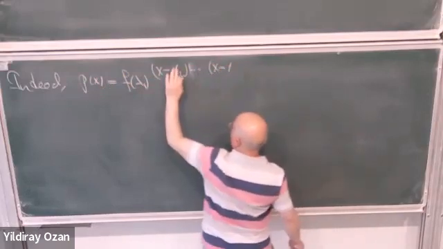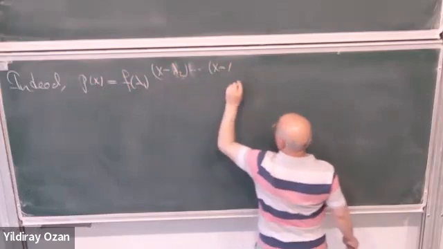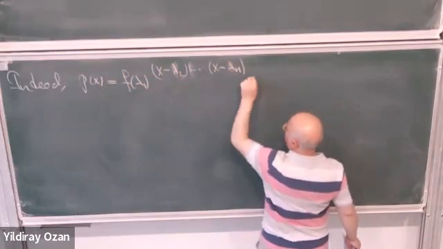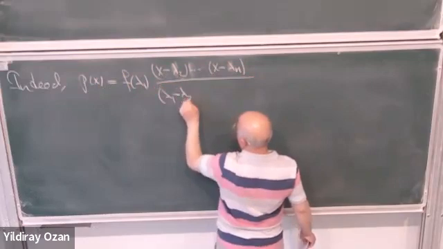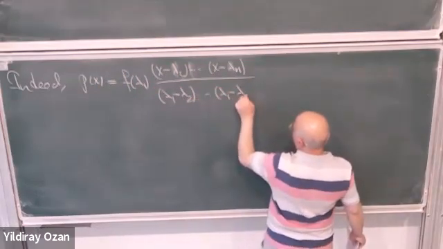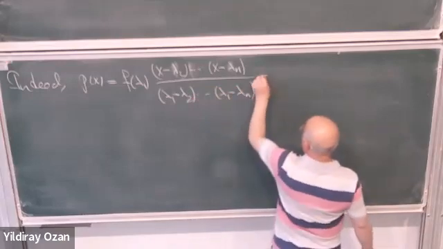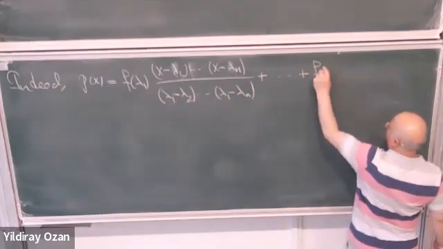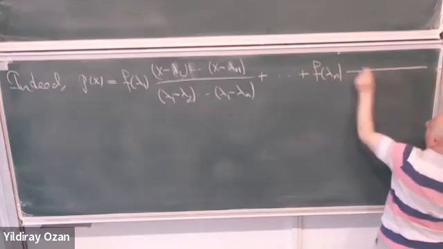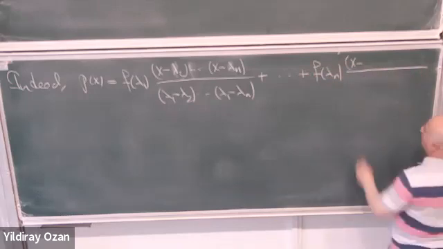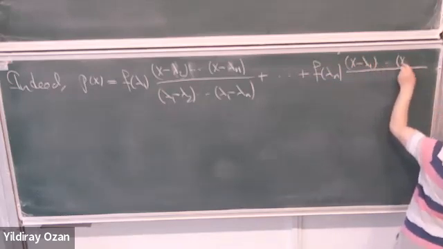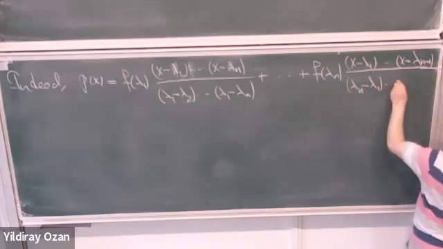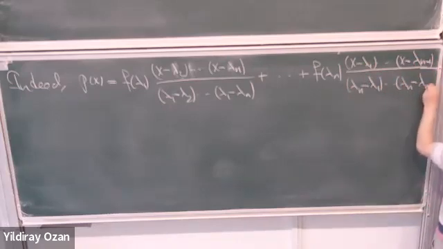x minus lambda 2, up to x minus lambda n, divided by lambda 1 minus lambda 2, up to lambda 1 minus lambda n, and then plus, up to f of lambda n, and here I have x minus lambda 1, up to x minus lambda n minus 1, and here I have lambda n minus lambda 1, up to lambda n minus lambda n minus 1. Right?